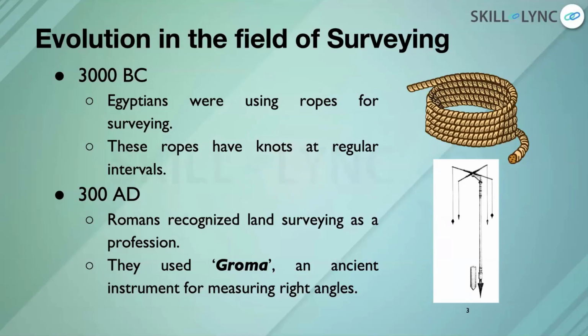In 300 AD, Romans were the first ones to recognize land surveyors as professionals. Land surveying as an engineering profession was recognized then. They used a particular instrument called the groma. They started measuring right angles using this primitive instrument. Now it's basically a vertical staff with horizontal cross pieces, you can see, which are mounted at right angles to each other on a bracket. And at the edge of each cross piece, you'll have plumb bobs, and using these plumb bobs, you can mark different pieces of the land.